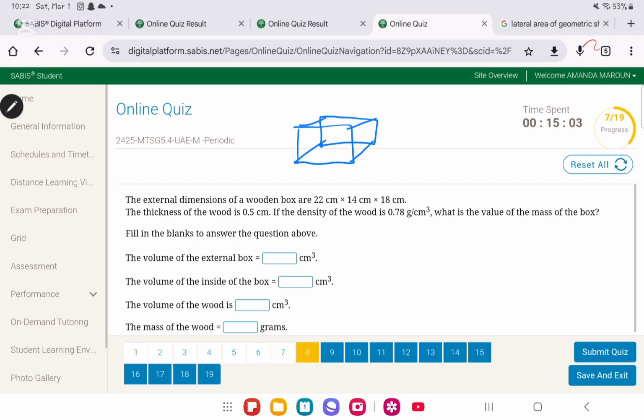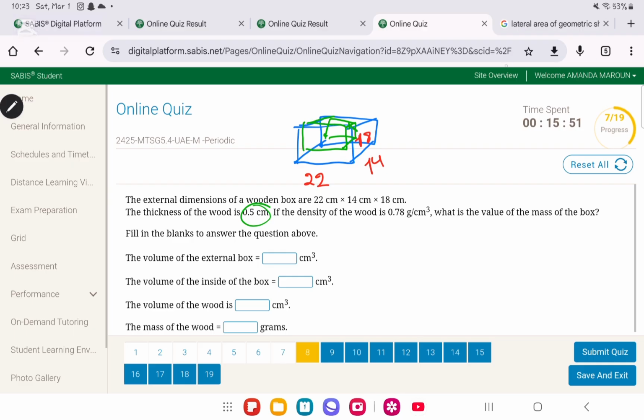Very simple, very easy. So now, we have a side of the box, which is 22 centimeters, and then another side, which is 14 centimeters, and another side, which is 18 centimeters. We don't know in which order. We're just going to put it like this. They said the thickness of the wood is 0.5 centimeters. So inside, there is another layer, and the thickness of this layer is 0.5 centimeters. But now we're going to see what happens.